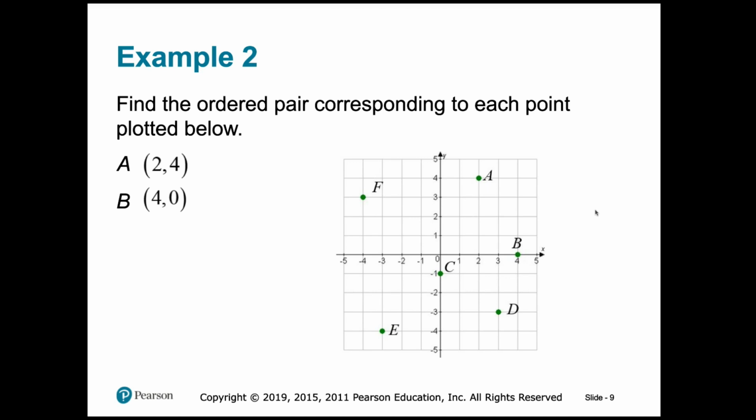0, 0, negative 1. You got to have that 0 first. D? 3, negative 3. E? 3, negative 3, negative 4. And F? Negative 4, 3. Again, straightforward and simple.